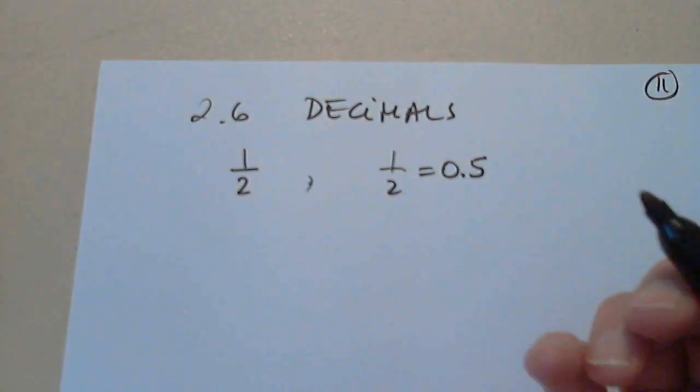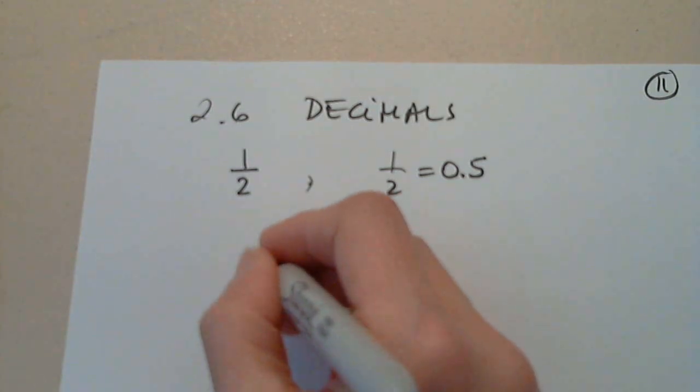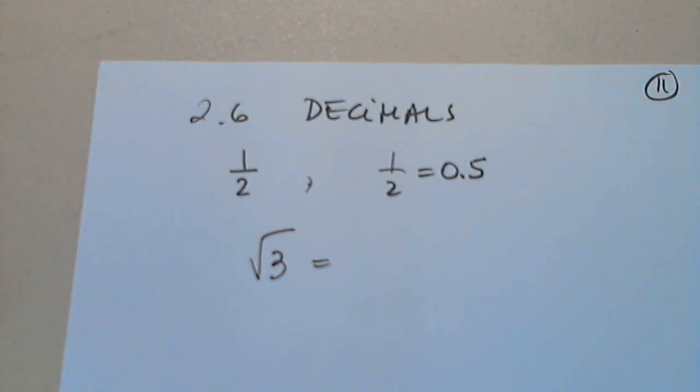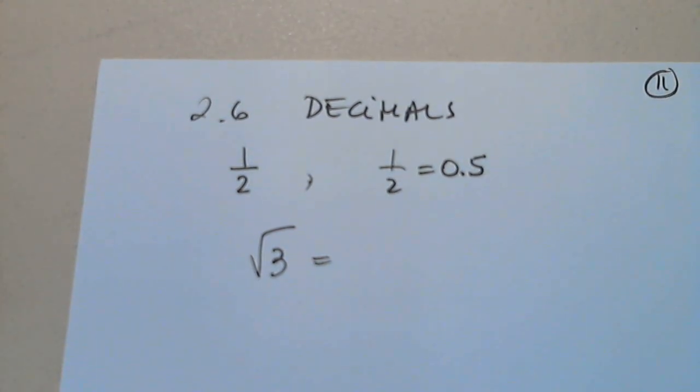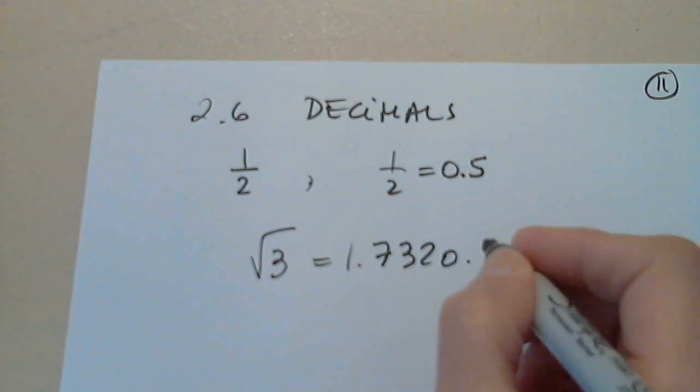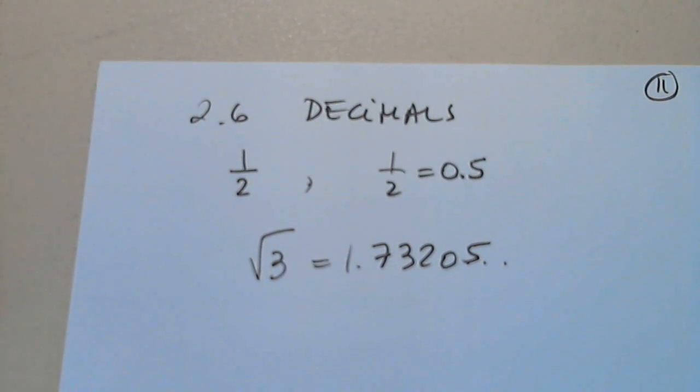Now, some decimal numbers, for example the square root of 3, if you remember, we talked about that. The square root of 3 is an irrational number. It goes on forever with no pattern whatsoever. So it's 1.7320 and so on and so forth, etc.